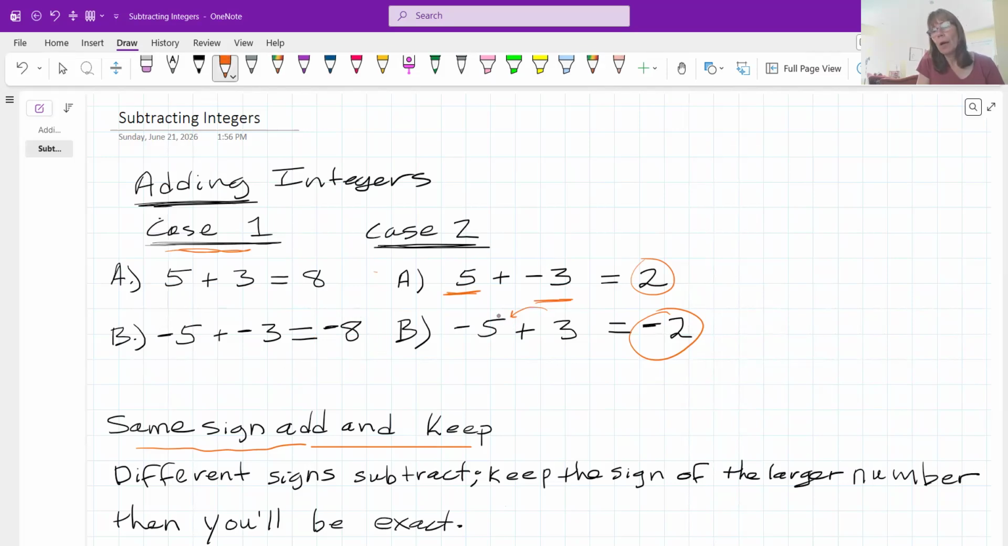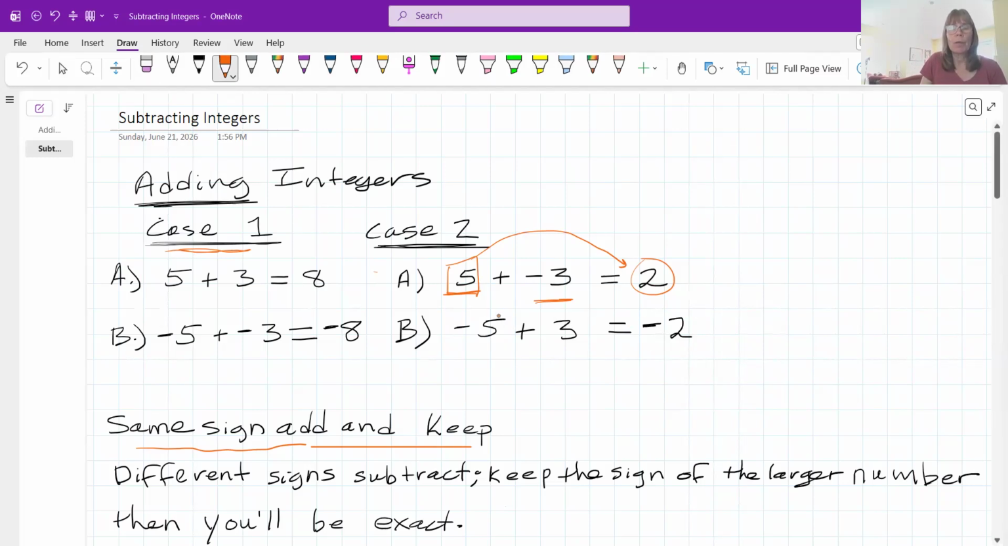Now, case two is if you have money with different amounts. What I'm trying to say is if you have $5 of money and $3 of debt, those are two numbers with different signs. If you have different signs, you subtract the number parts, like 5 take away 3 is 2, but you keep the sign of the larger number, in this case 5, because you have more positive money than debt. Now, in this other case, here you have more debt than you have money. So when you subtract the number, again, you get 2, but you want to keep the sign of the larger number, which is the negative sign because the 5 is larger than the 3 in this case. So you still have $2 of debt.